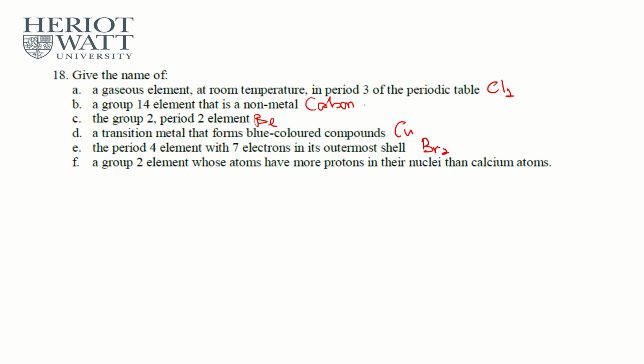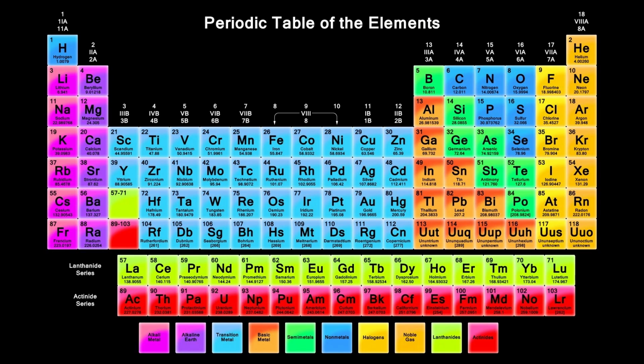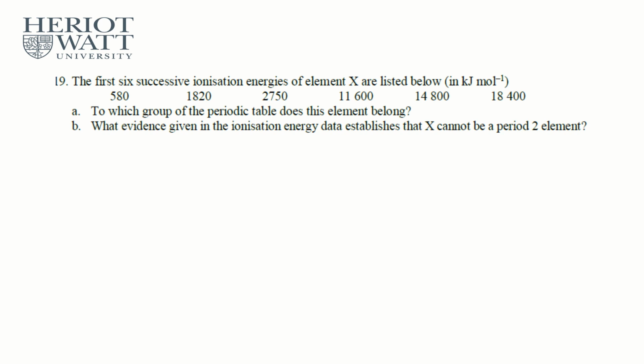And group 2 elements whose atom has more protons in the nuclei than calcium atoms. Anything below calcium atoms in group 2 will have more protons in its nuclei, so I would say strontium in that case. All right, 18. This is for reference.